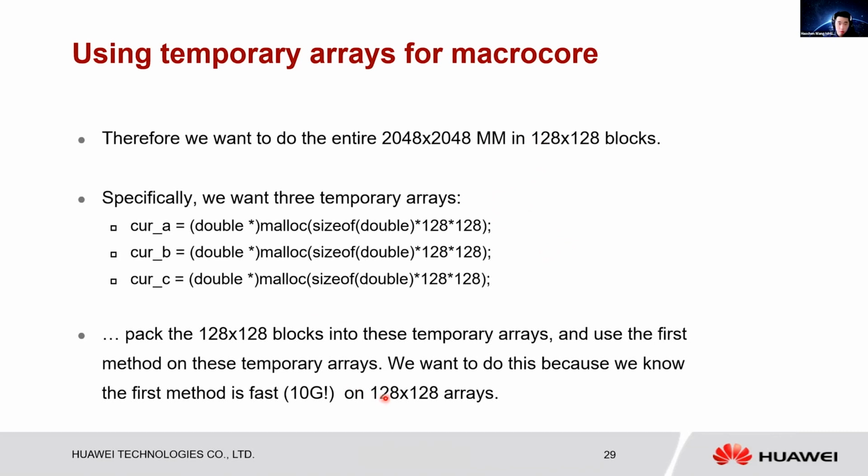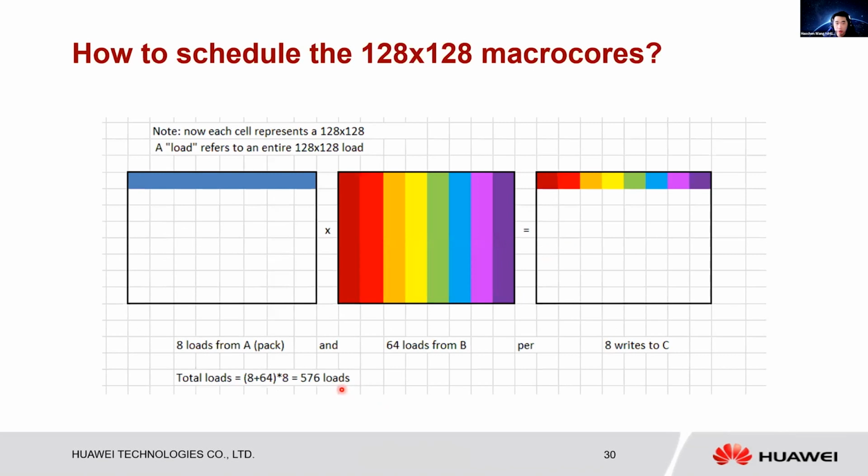So how should we schedule these 128 by 128 macro cores? In this little illustration, each cell now is not a scalar. It represents a 128 by 128 macrocore. And when we're counting loads, and I talk about a load, it refers to an entire 128 by 128 load.